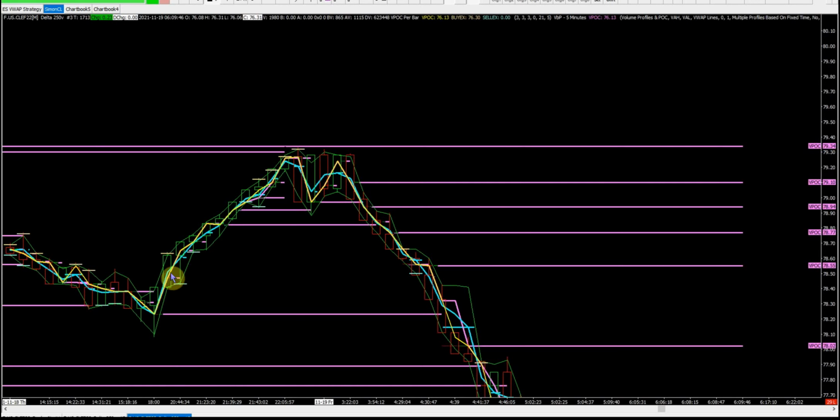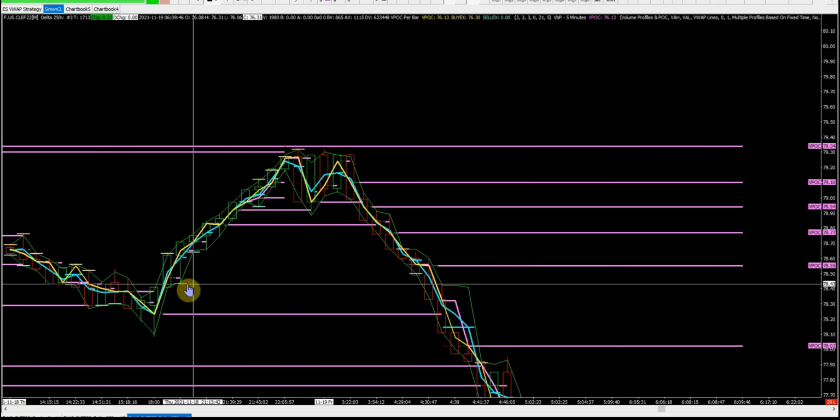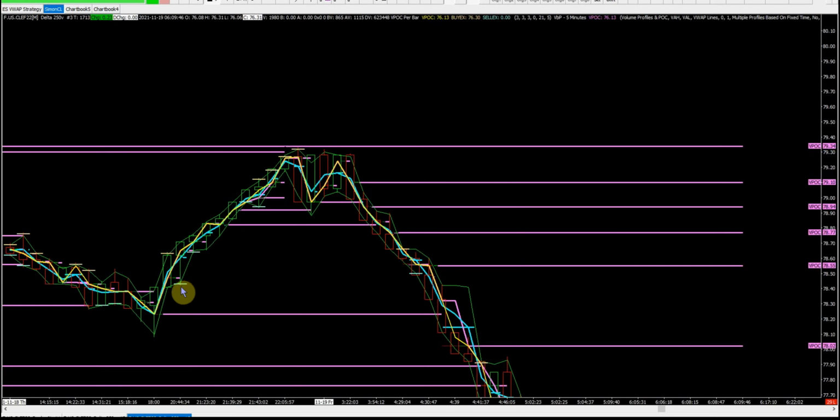78.47. It comes down, takes that VPOC out, and then forms a selling exhaustion right below it. Okay, there's a great long entry to the upside. Here's another one. There's one behind that. Here's another one. This one comes down. It didn't take it out. So this is just a continuation.